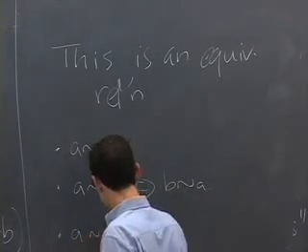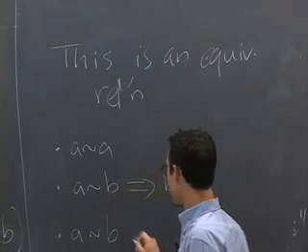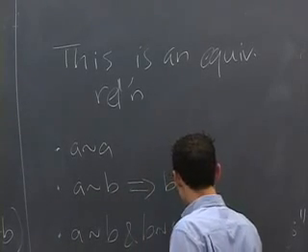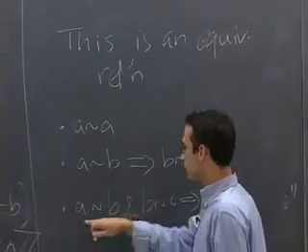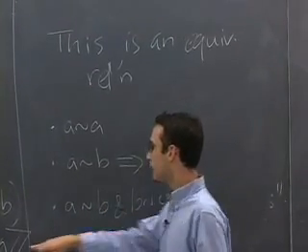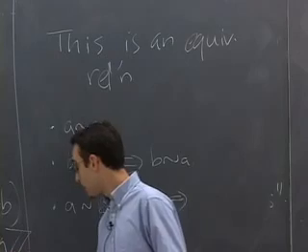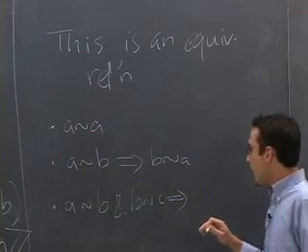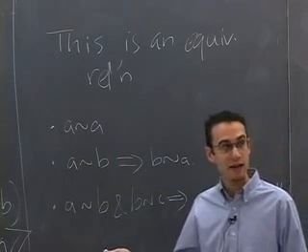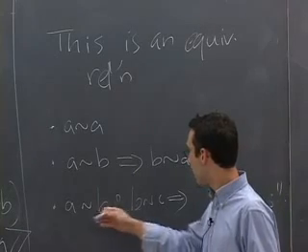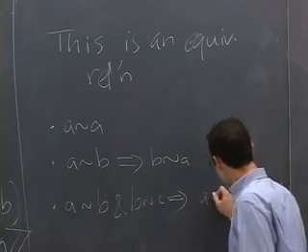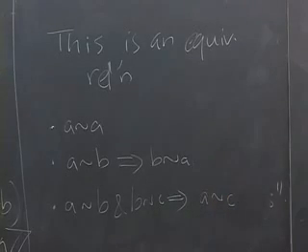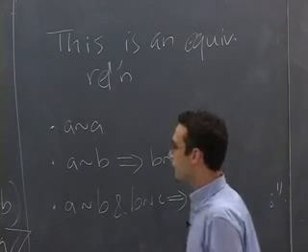And finally, if a is related to b and b is related to c, then what do these mean? This means a minus b and b minus c are in nZ, are multiples of n, in other words. And if you add a minus b and b minus c, you get a minus c. So a is related to c. So this is definitely an equivalence relation.